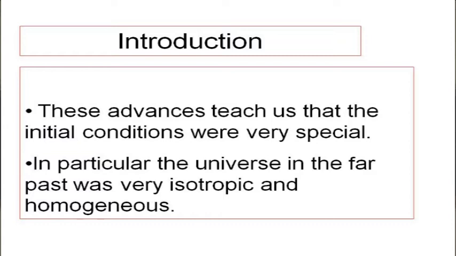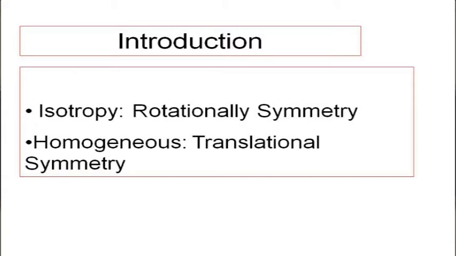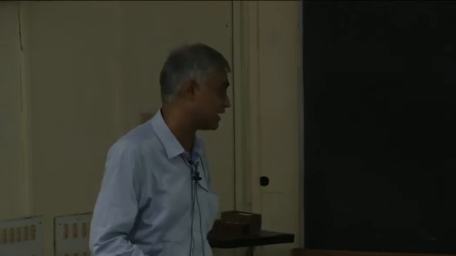In particular, they tell us that the universe in the far past was very isotropic and homogeneous. Now, what do these two words mean? Isotropy means that the universe was rotationally symmetric. You see, that was a map of the temperature of the CMB, and the fluctuations were only 1 part in 10 to the 5. So that means to good approximation, the temperature is the same as you change angle, and that's evidence that the universe was to good approximation rotationally symmetric, at least at that epoch from where this light imaged in the CMB is coming to us.